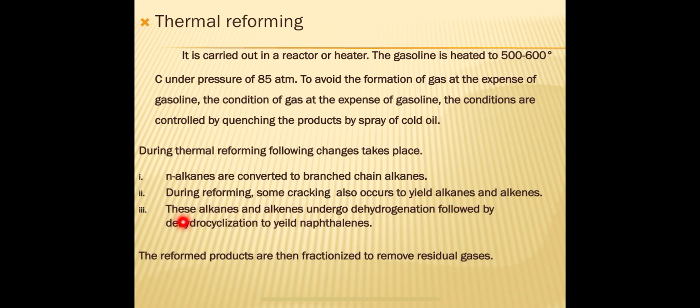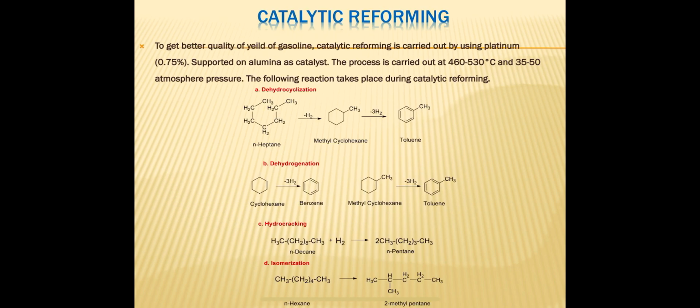And the next thing, these alkanes and alkenes undergo dehydrogenation, which is followed by dehydrocyclization to yield naphthalenes. The reformed products are then fractionated to remove residual gases. So this is what thermal reforming is.